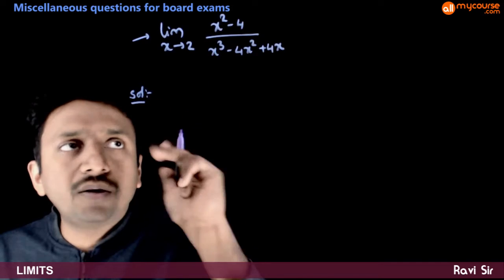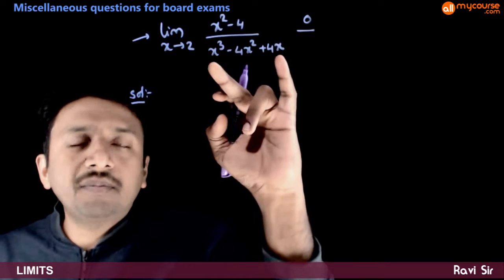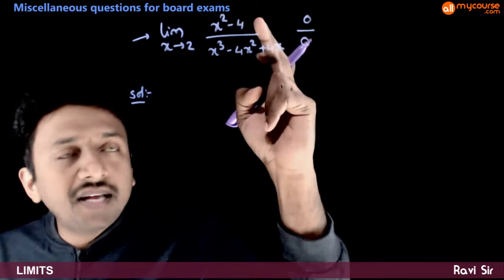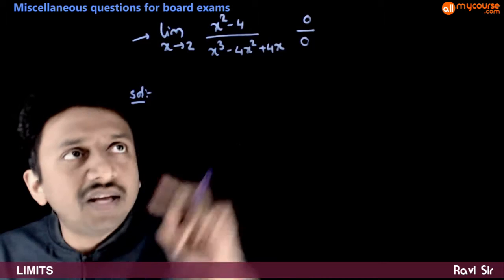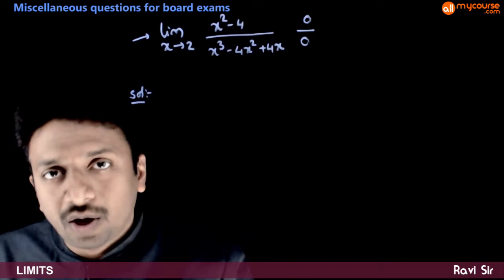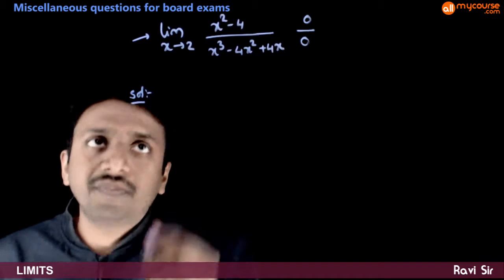If you put x is equal to 2, you're getting 4 minus 4, 0, and in the denominator 8 plus 8 minus 16, 0. You're getting a 0 by 0 form. And the numerator is a polynomial. The denominator is also a polynomial. Hence, we can use our factorization method.